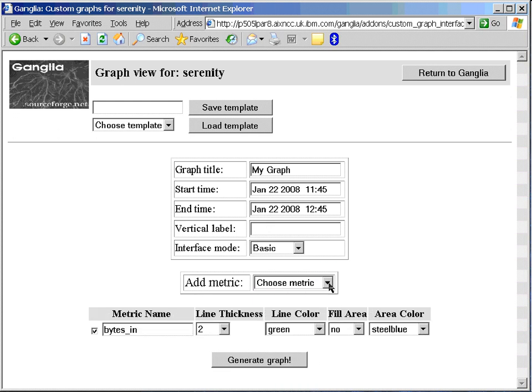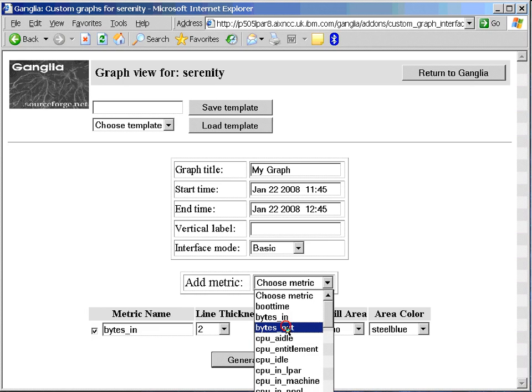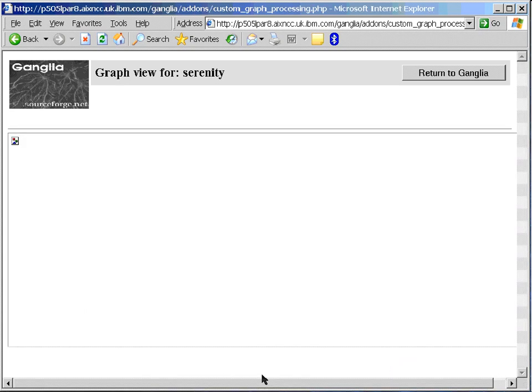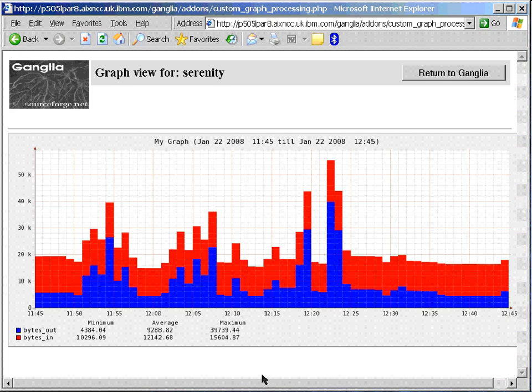The bytes in and bytes out are the network details. And we don't want a line, we want to stack these two graphs, and let's select that particular color. Blue. And red. So now we can see the overall stats. In this case, it wasn't very much I/O, but it was 50k in and out, and the colors we like.